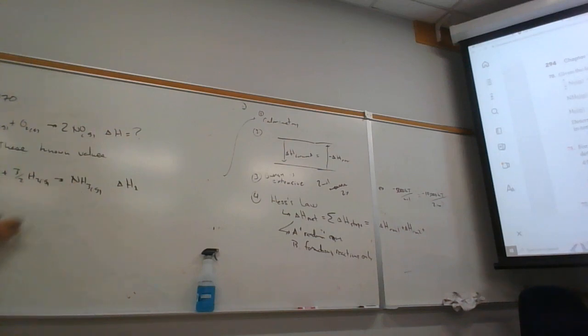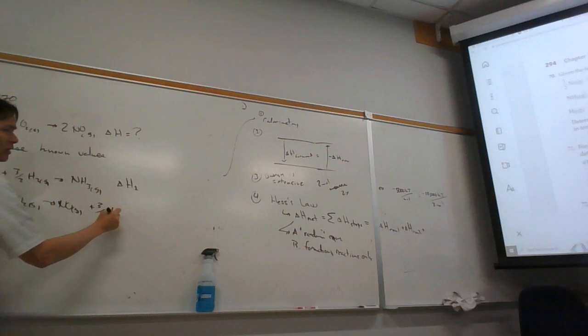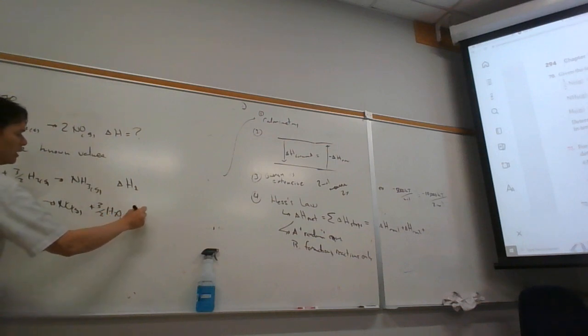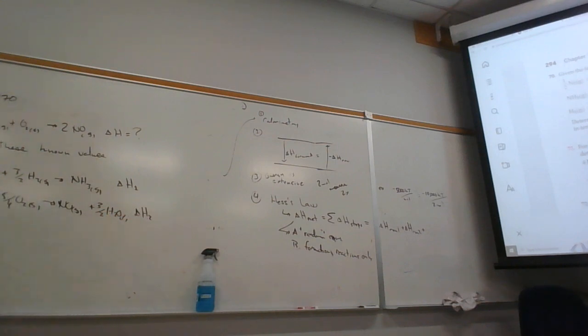This is the formation of 1 mole of ammonia from the elements here. The next reaction is going to be NH3 gas plus 5/4 O2 gas yields NO gas plus 3/2 H2O liquid. This is our delta H2. And the final reaction that we're given is H2 gas plus 1/2 O2 gas yields H2O liquid.